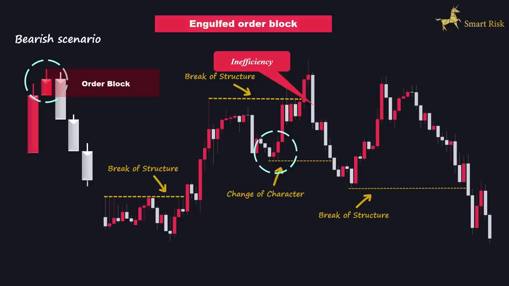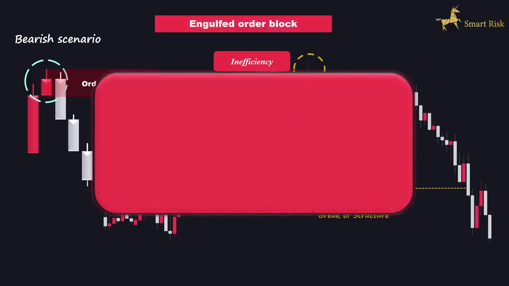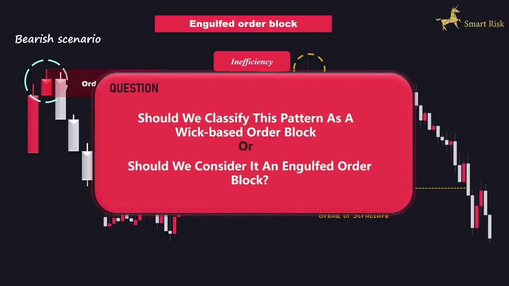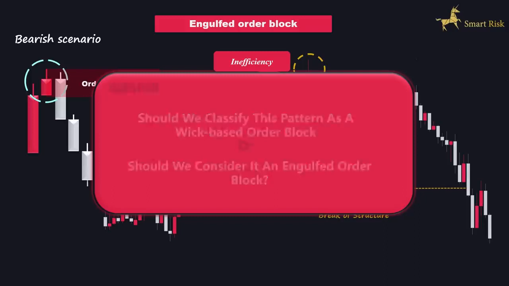The candle we are focusing on is the last bullish candle formed before the bearish movement. Its entire body is engulfed by the following bearish candle, indicating a strong bearish momentum. Upon closer inspection, it becomes apparent that the wick of this bullish candle is greater than half the size of the entire candle. This raises the question, should we classify this pattern as a wick-based order block, focusing solely on the wick as our area of interest? Or should we consider it an engulfed order block, highlighting the entire candle?